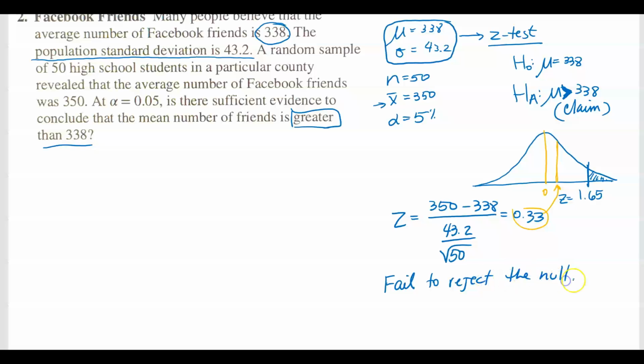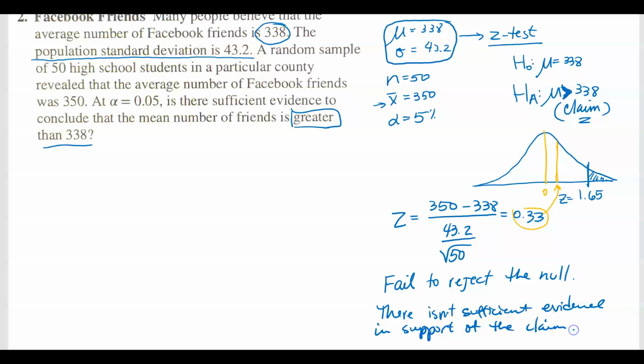Okay. And the outcome of this is essentially going to be there isn't sufficient evidence. Okay. So because my claim is over here, my claim is in the alternative, I can't take the alternative because the status quo holds. Okay. There isn't sufficient evidence in support of the claim. And that's all we have to do here.